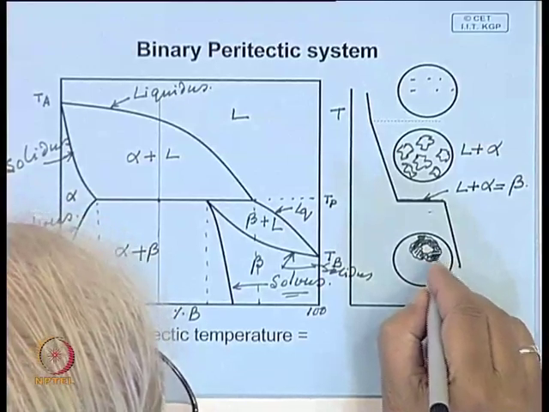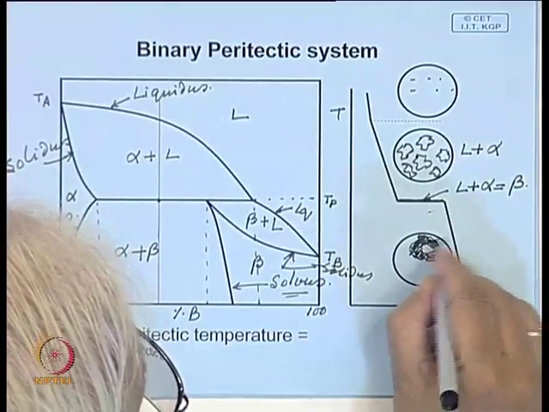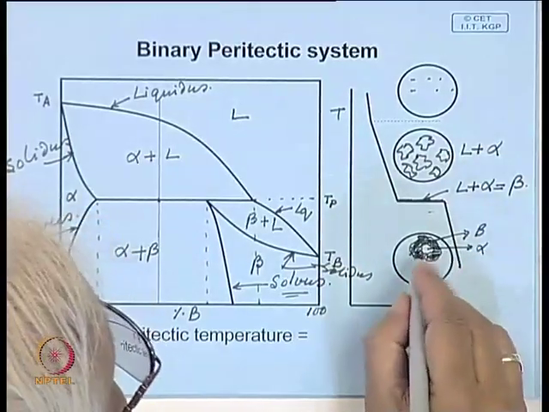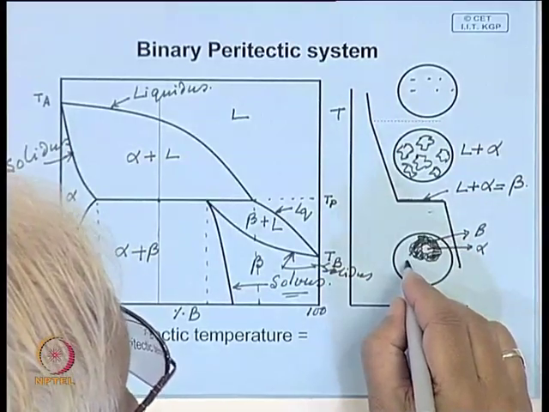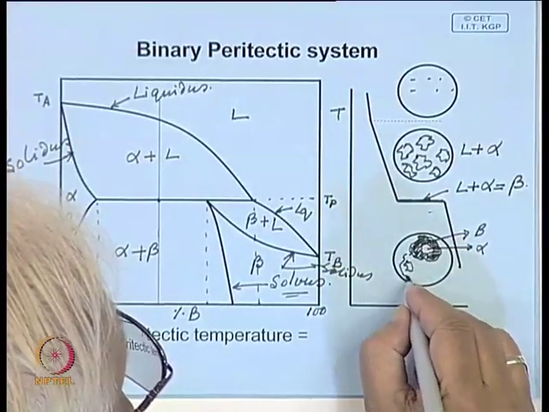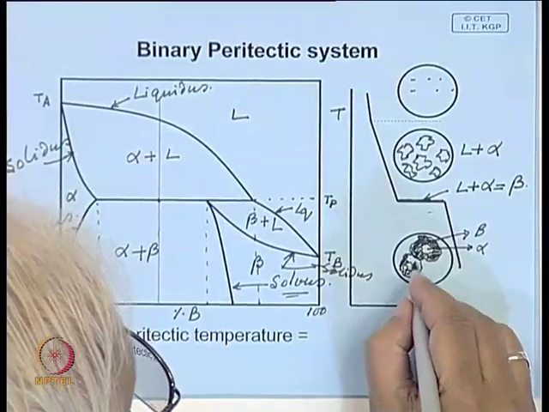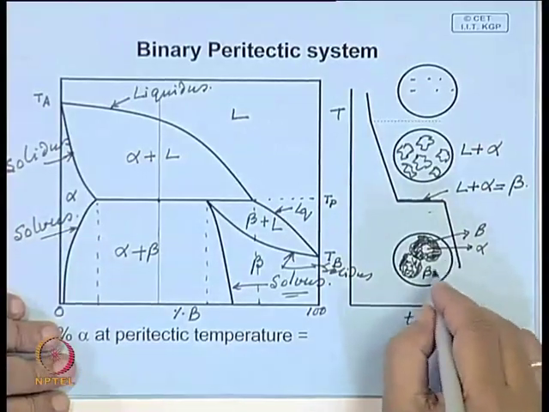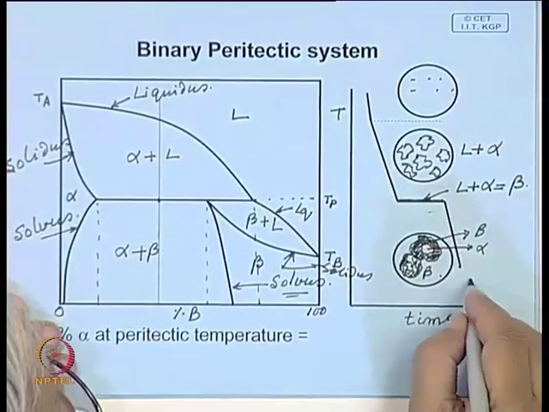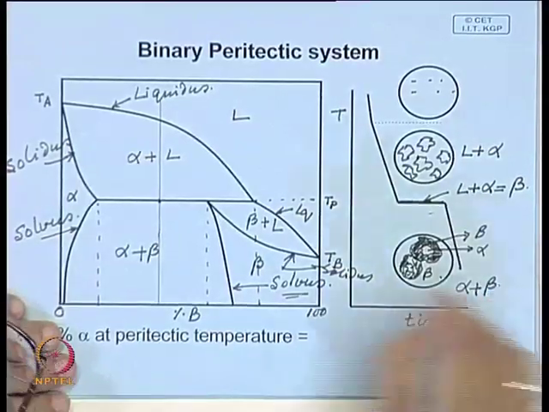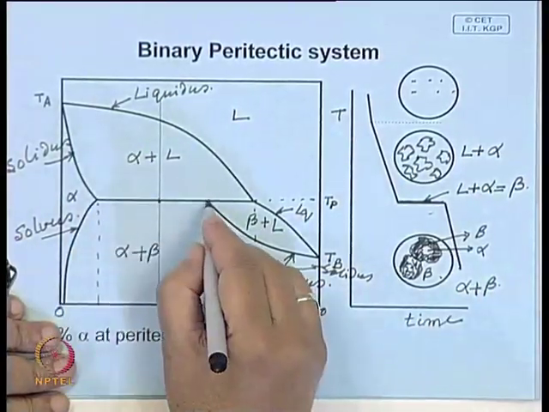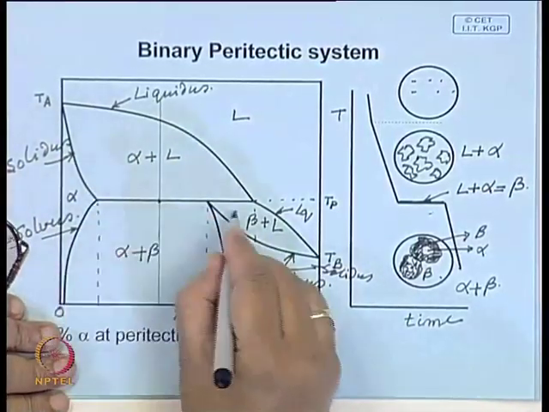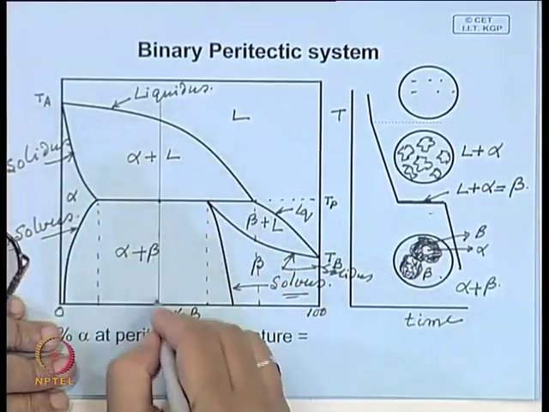I am just representing beta as a dark area, this is beta, this is alpha, and the process will continue, and then this will be beta. And ultimately, it will be made up of two phases, alpha and beta. And here you can try and find out, in exactly the same way, what is the amount of alpha and beta here in the alloy.